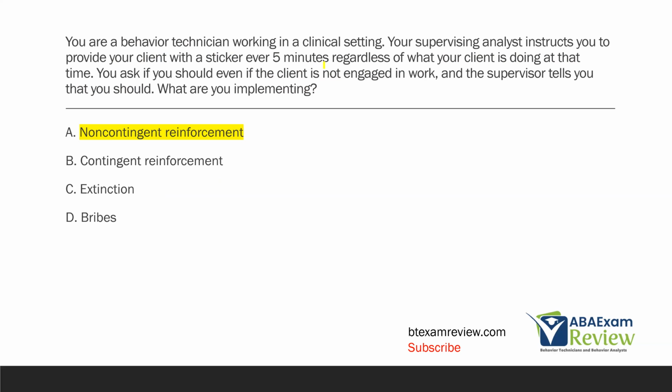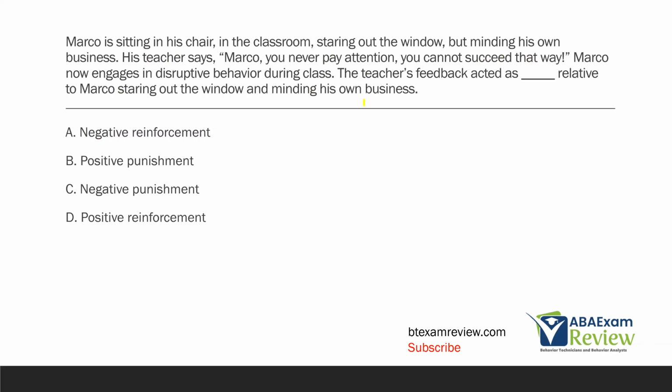So what are you implementing? A, non-contingent reinforcement. Marco is sitting in his chair in the classroom, staring out the window, but minding his own business. His teacher says, Marco, you never pay attention. You cannot succeed that way. Marco now engages in disruptive behavior during class. Teacher's feedback acted as what relative to Marco staring out the window and minding his own business? Not unusual, right? If you're going to change a behavior, there's another behavior that's going to take its place. It's up to you to determine, is that going to be a positive or negative behavior, so to speak.